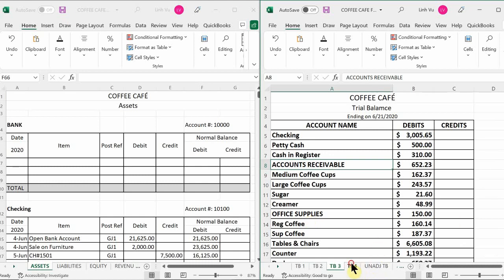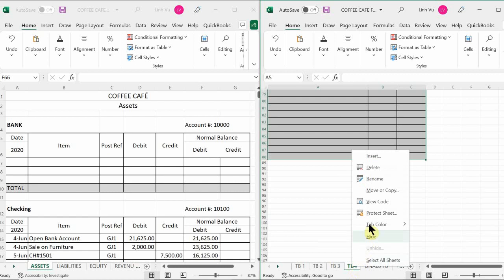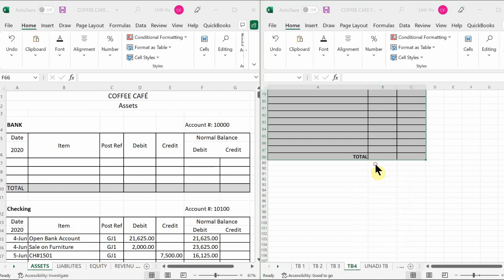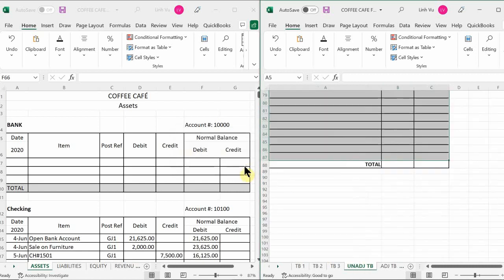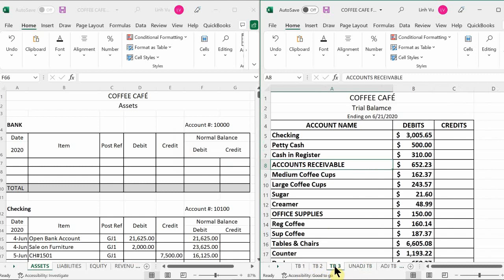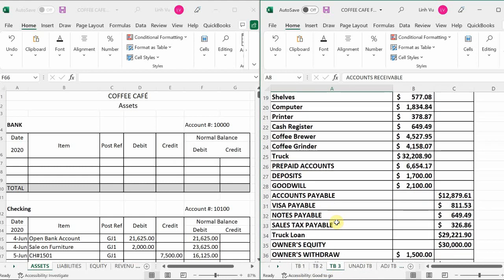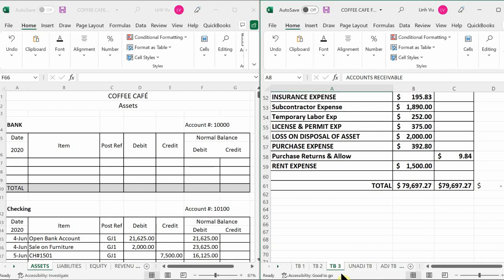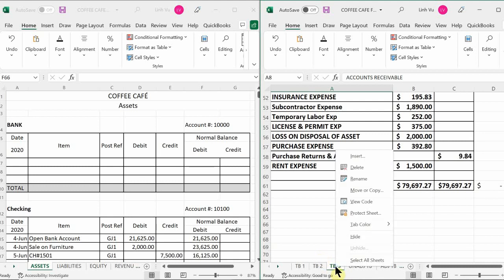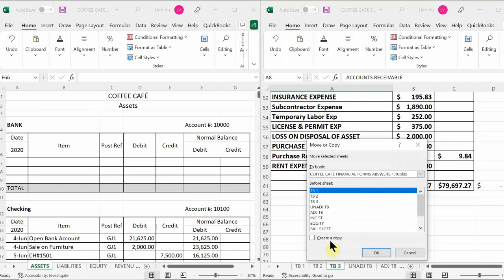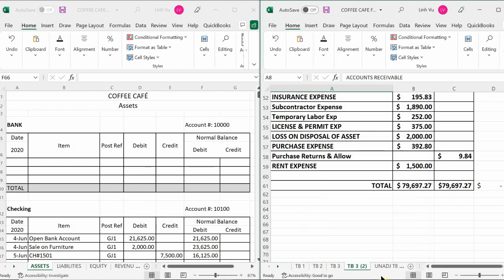But first, you do need to remove this one, which is your trial balance number 4. So I'm going to delete it. It's gone now. Okay. I'm going to click on trial balance number 3. We got a perfect debit and credit. I'm going to right click on the trial balance tab down at the bottom and click move or copy. Then I'm going to click create a copy, and I want it right here, right above the unadjusted trial balance. And I'm going to click OK.